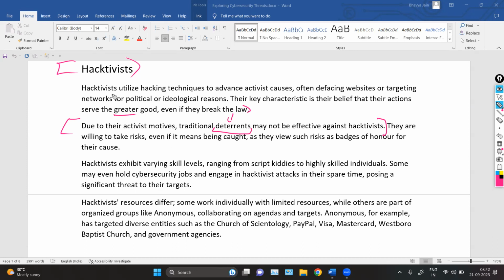They are willing to take risks even if it means getting caught, as they view such risks as badges of honor for their cause. The mindset is that whatever they are doing is for good, for their nation, for a religion, or for a political reason. They think of it as a badge of honor for their cause. So you cannot stop these kinds of hackers because they have a different mindset.